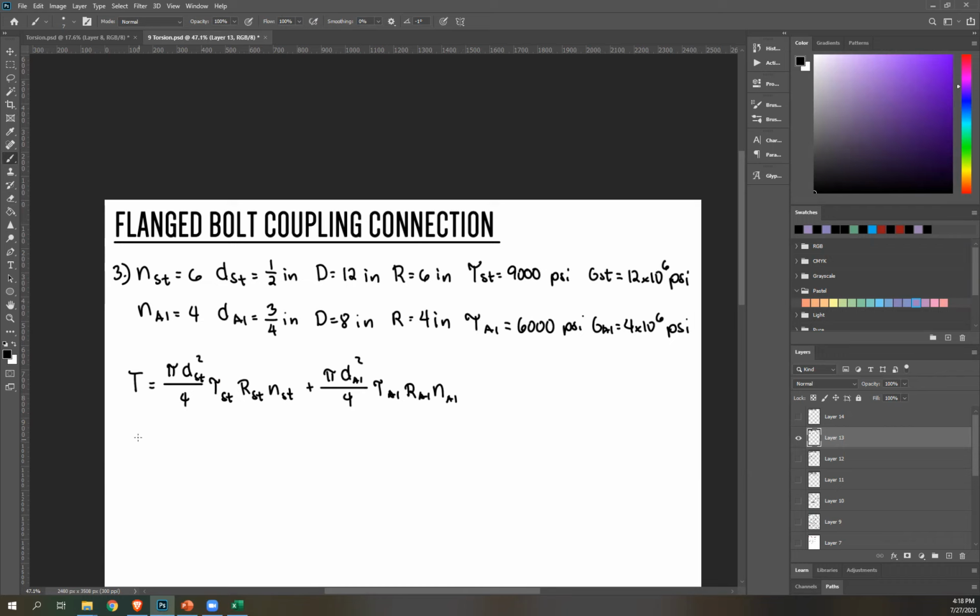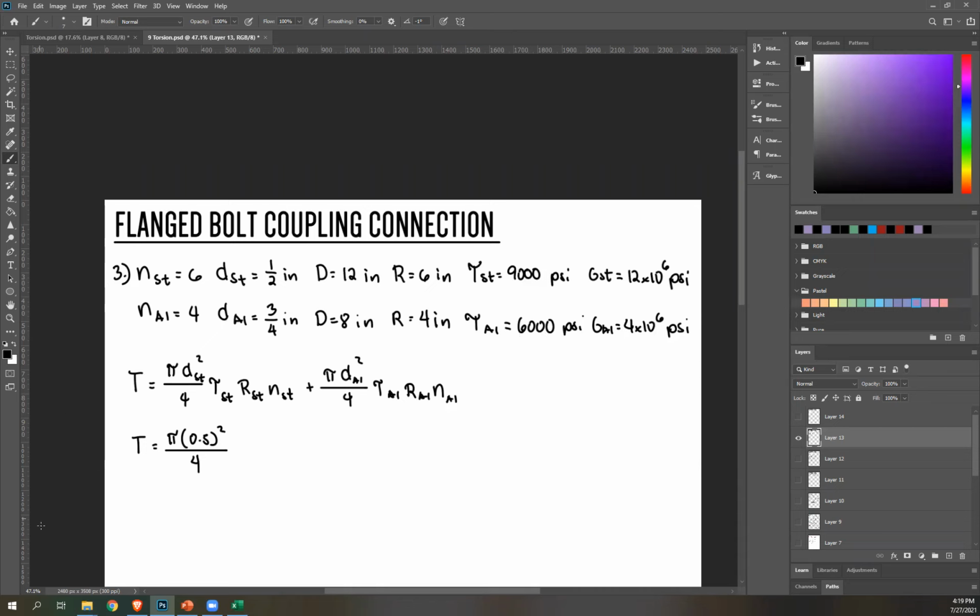Next, plug in our given values. So pi, d of steel is half an inch, so 0.5 squared over 4. Now what about shear stress? Can I just plug in 9,000 and 6,000 and get the value for torque capacity? The answer is no. Because again, the force experienced by one row is dependent on the other row. Meaning, you can't just solve each separately, meaning I can't just input 9,000 and 6,000 here.